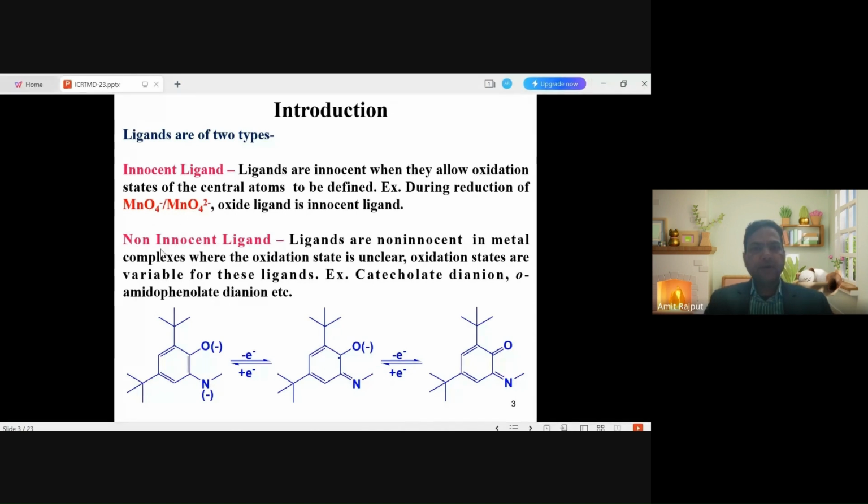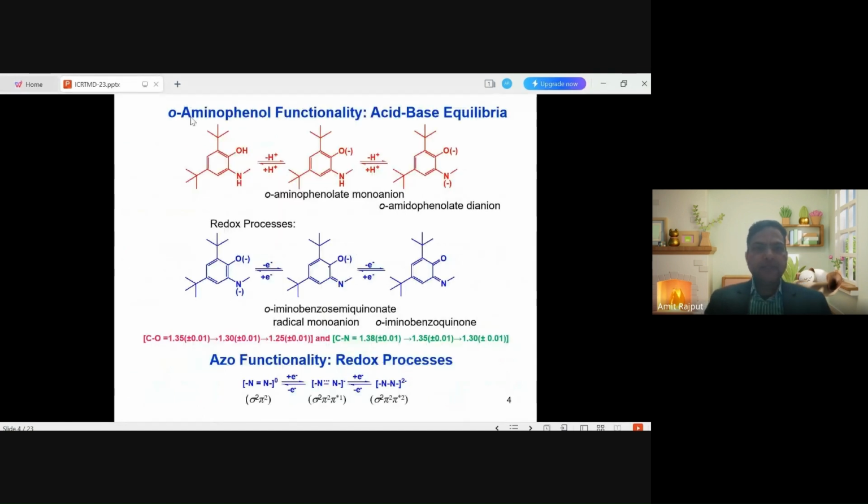But in the case of a non-innocent ligand, we cannot predict the oxidation state. For example, the catecholate dianion and orthoaminophenolate dianion can be -2, -1 or 0. So if we see this orthoaminophenol functionality in acid-base equilibria, on deprotonation this functionality first forms this orthoaminophenolate monoanion, which on further deprotonation forms this orthoamidophenolate dianion.